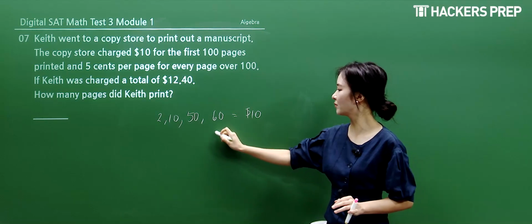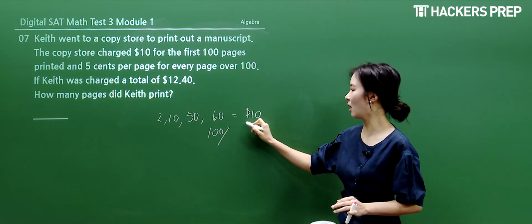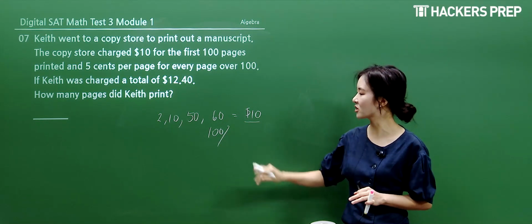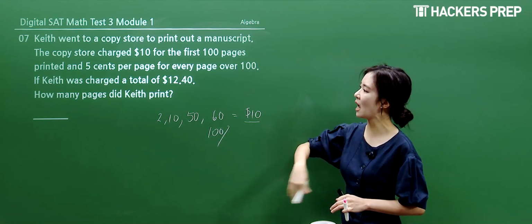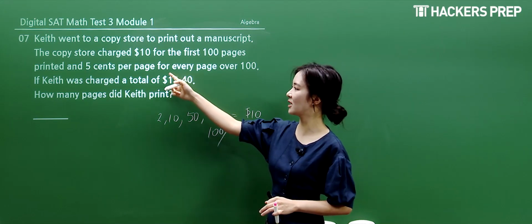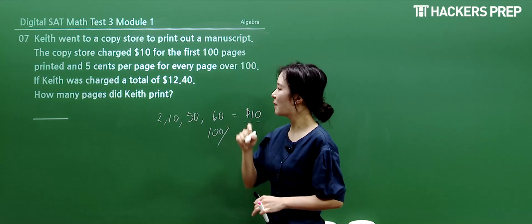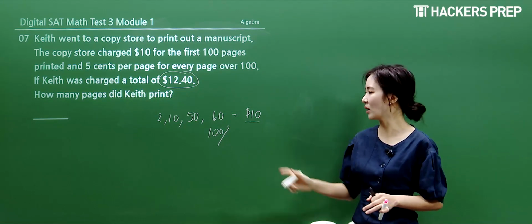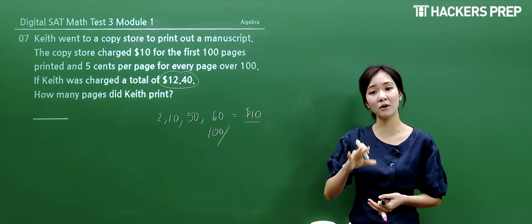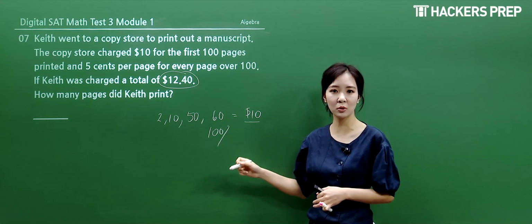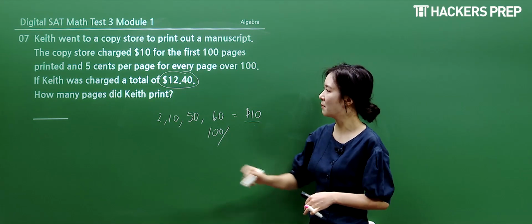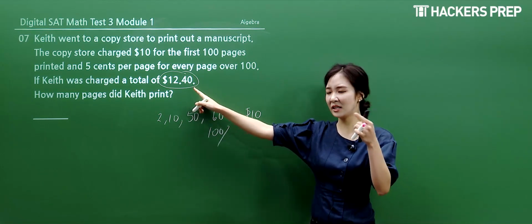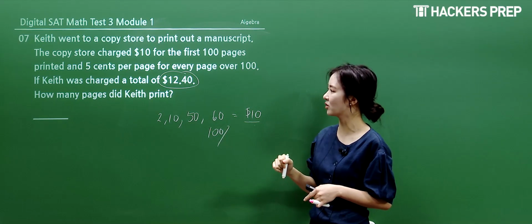So up until 100 pages, he's always charged $10 for that first 100 pages. After that, he's charged this additional rate of 5 cents per page. If you take a look at the total first, $12.40, you might wonder, what if he just printed 60 pages, a number of pages fewer than 100? That means he's only going to be paying $10 flat. But because this is greater than $10, he did print extra pages beyond 100. So let's take a look.